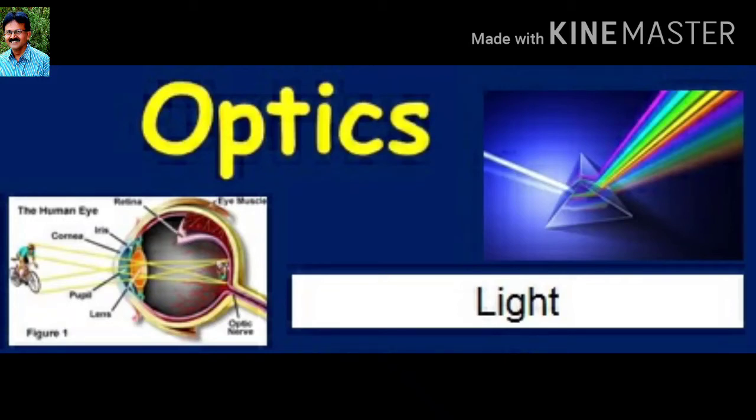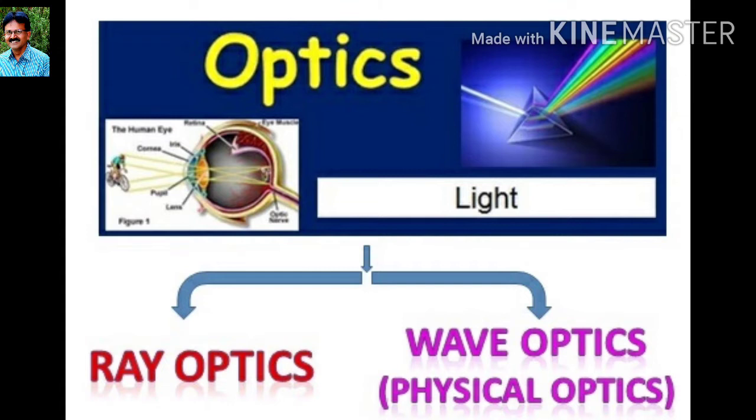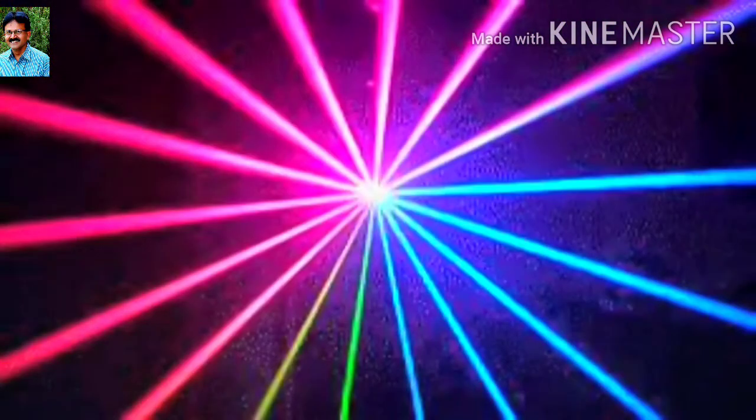Optics is a branch of physics that studies the behavior and properties of visible light. It can be subdivided into two parts, that is, one, ray optics, and two, wave optics or physical optics. First of all, we should know what is light.